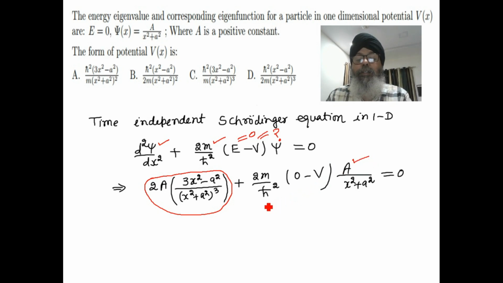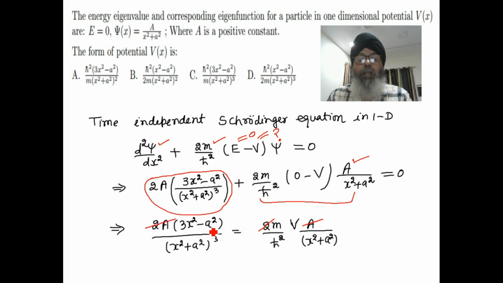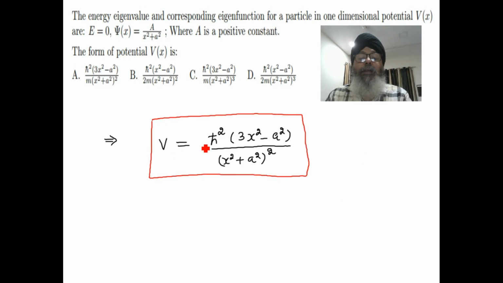Now you will take this term to the right hand side. Upon taking this term to the right hand side, this 2a will get cancelled on both sides. Now we will cross multiply both sides. Upon cross multiplying, we get the expression of potential as h cross square into (3x square minus a square) divided by (x square plus a square) raised to power 2. Therefore the correct choice will be A.